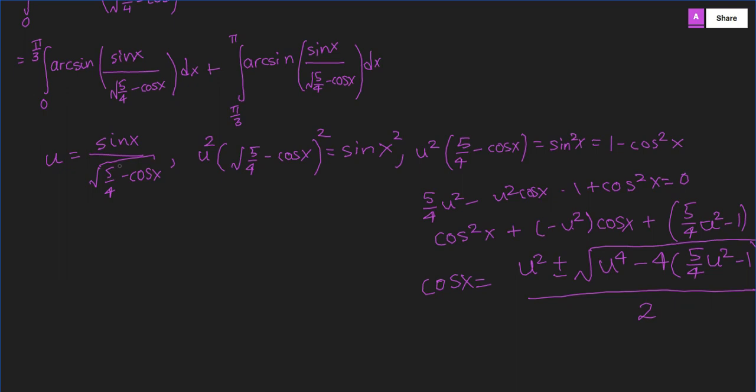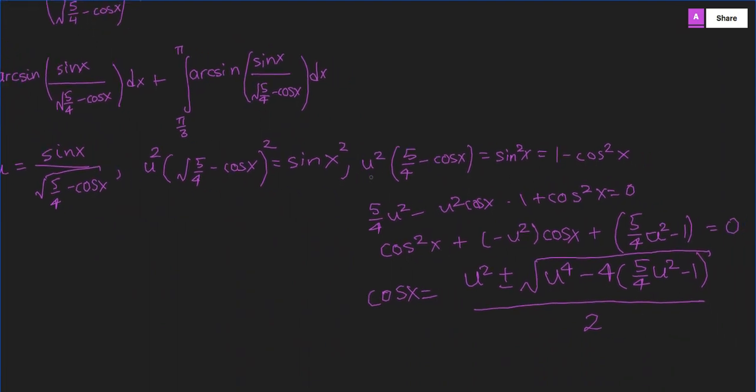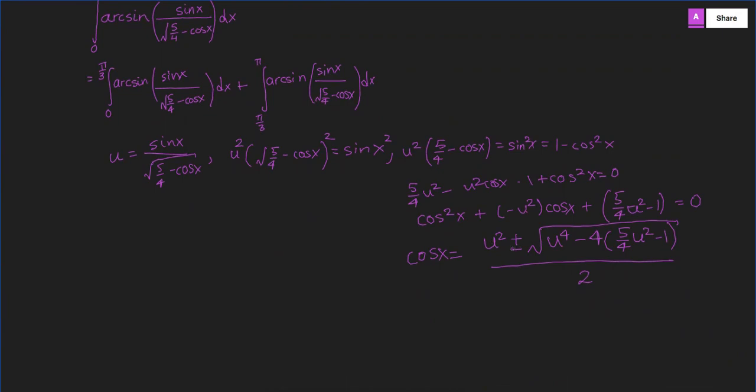So all we have to do is once again differentiate and take du by dx, and you know the drill for u subs, but I'm just going to skip that because once again it's a really trivial process. It's just differentiation, the same thing we already did. So I'm just going to substitute u inside the integral. Once again, remember that cos x is equal to u square plus or minus the root of u to the power 4 minus 4 times 5 by 4 u square minus 1, and this is really just minus 5u square plus 4.